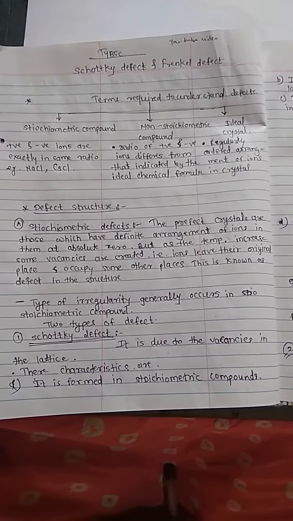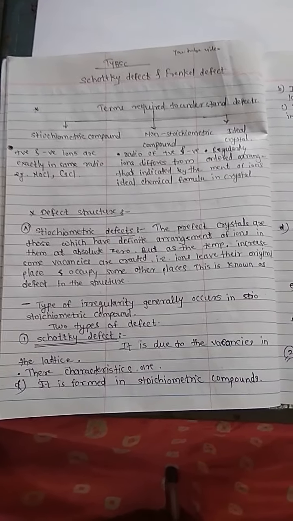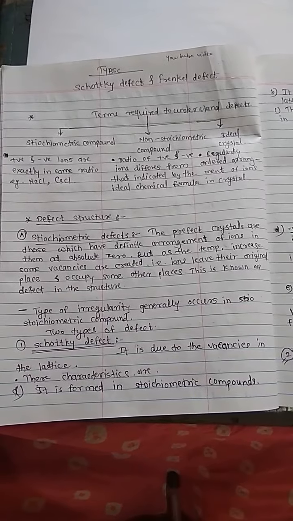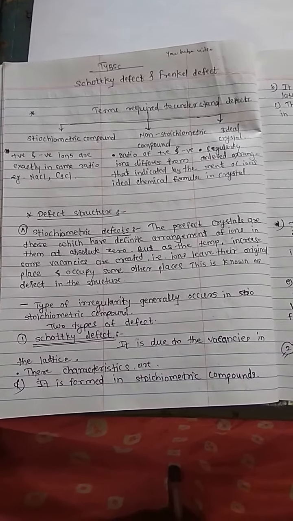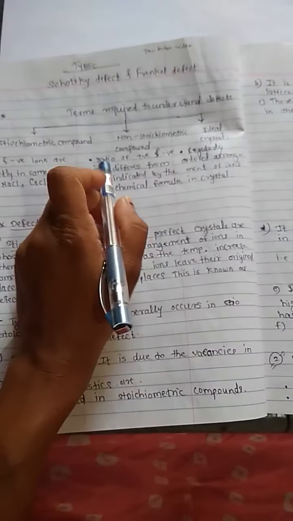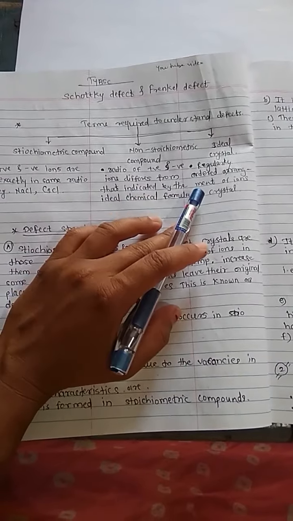I am Roshali Zado. Today we discuss Schottky defect and Frenkel defect. These defects are studied in crystal structures, mostly in ionic structures. Most compounds are divided into three types: stoichiometric compound, non-stoichiometric compound, and ideal crystal.